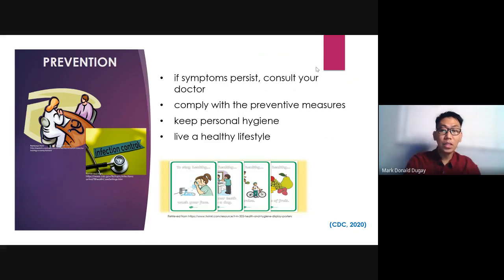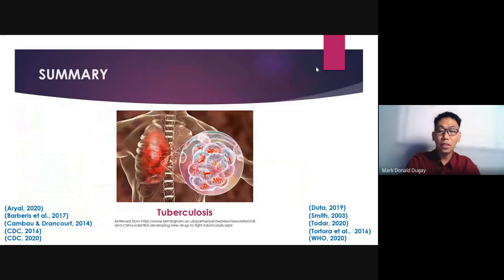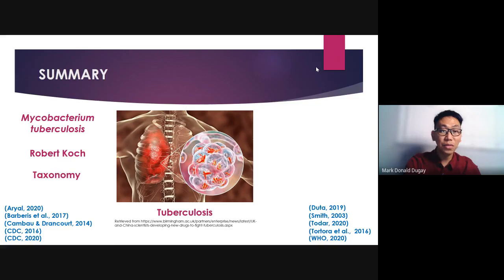Tuberculosis is a contagious disease and one of the top 10 causes of death worldwide, caused by Mycobacterium tuberculosis discovered by Robert Koch. A unique characteristic of the M. tuberculosis, which suggested its taxonomic classification, is the genus name Mycobacterium, which forms a mold-like structure where myco means fungus.